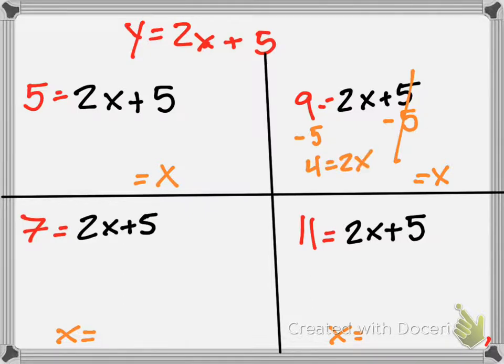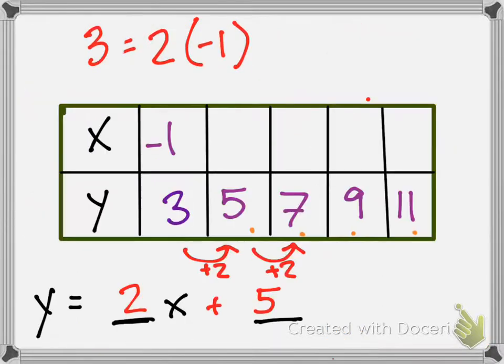Now what do I do? I'm going to get 4 equals 2x. How do I solve that one? Divide by 2. Exactly. I divide by 2 on each side because that is 2 times x, and I want to get x alone. 2 divided by 2 is 1. We don't write that in front of it. 4 divided by 2 is 2. So we get our x equals 2. When it's 9, x is 2.